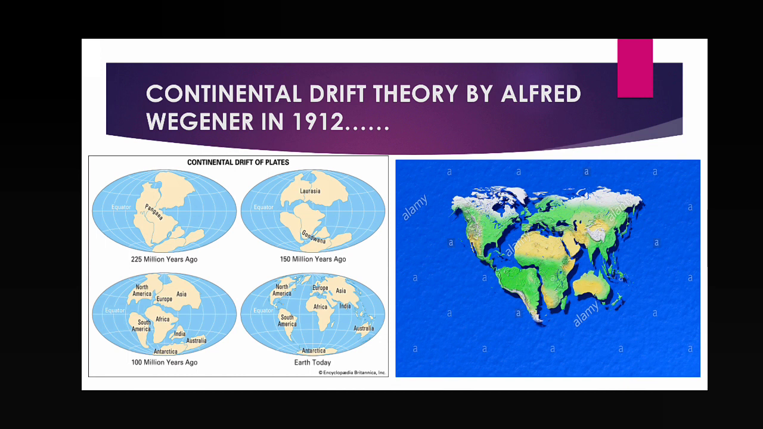Gradually they started to separate from each other, and at first two divisions were created: the northern division, called Laurasia, and the southern division, called Gondwana land. And also we discussed the evidence that the plates are moving, that the continents moved and separated from each other.